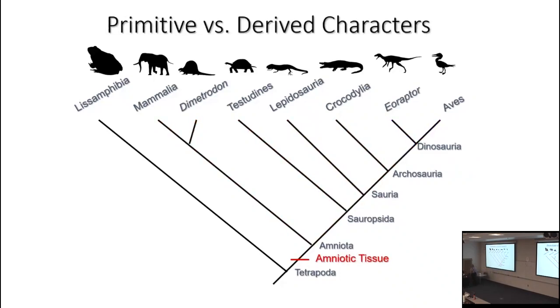Now, when we're talking about primitive and derived characters, that depends on the scope we're looking at. If we're looking at all these land vertebrates, amniotic tissue is a derived trait, and in fact, it's a shared derived trait that unites the group we call Amniota. Duh, that's where we get its name. But if we were just sorting out relationships amongst this group called Sauria, the presence of amniotic tissue isn't helpful. It's a primitive trait. It was already there in the first saurian, the ancestor of all Sauria, and it's found in all of them. So it's not helpful there in sorting them out.